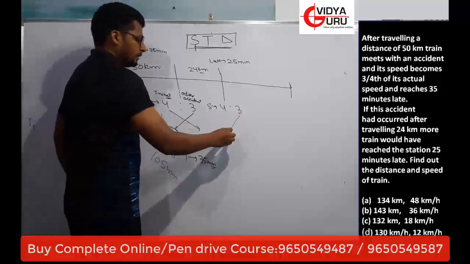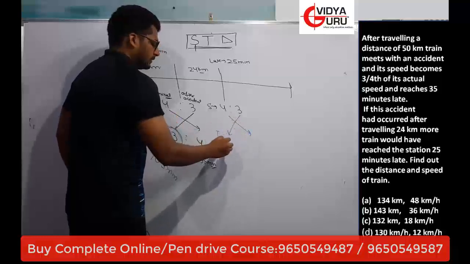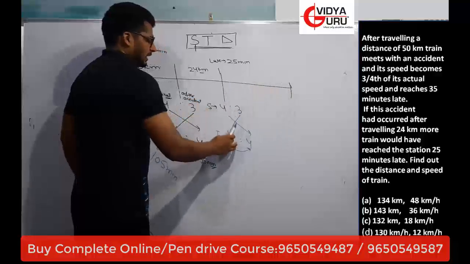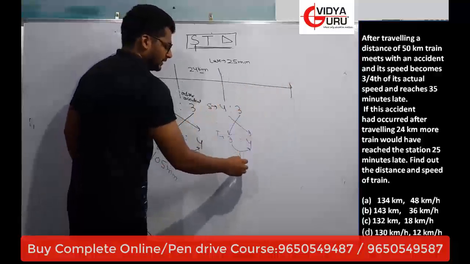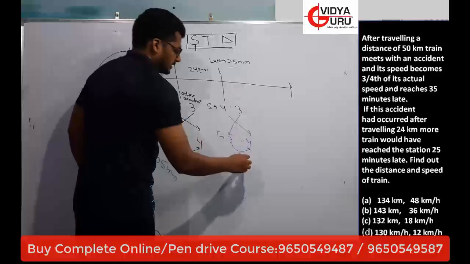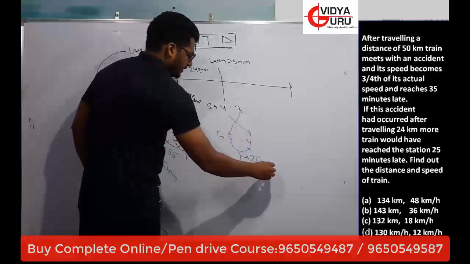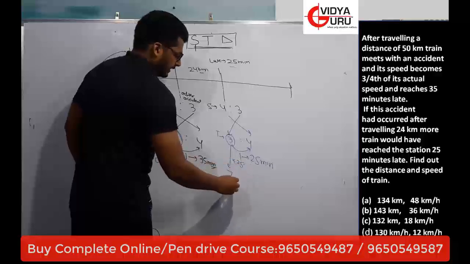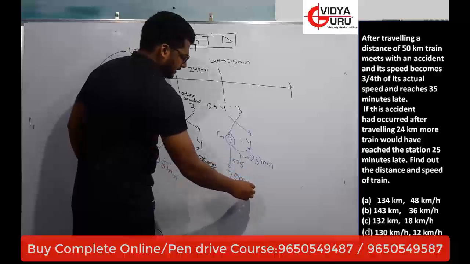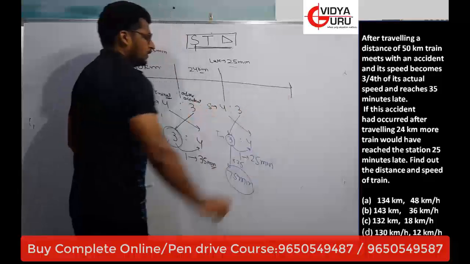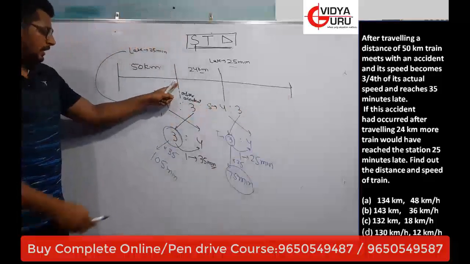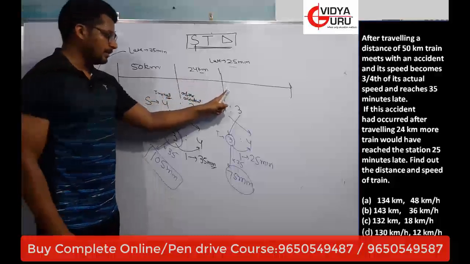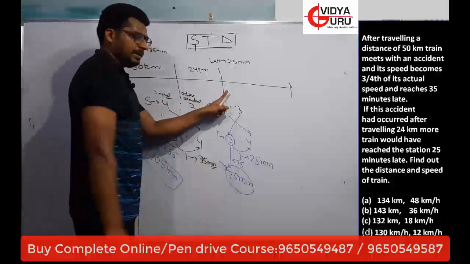The same will happen here. What will be the ratio of time? 3/4. The train is late by 1, since this distance is left, and after the accident also this distance is left. But the question says 25 minutes. If the train was moving with the initial speed, it would have taken 25 times 3, which is 75 minutes. From the first point, with the initial speed, the train takes 105 minutes. From the second point, with the initial speed, it takes 75 minutes.